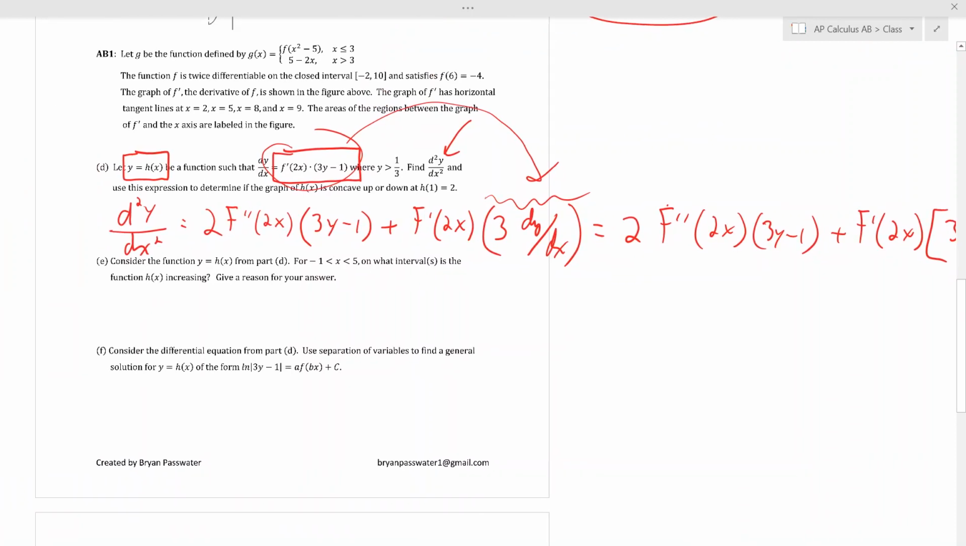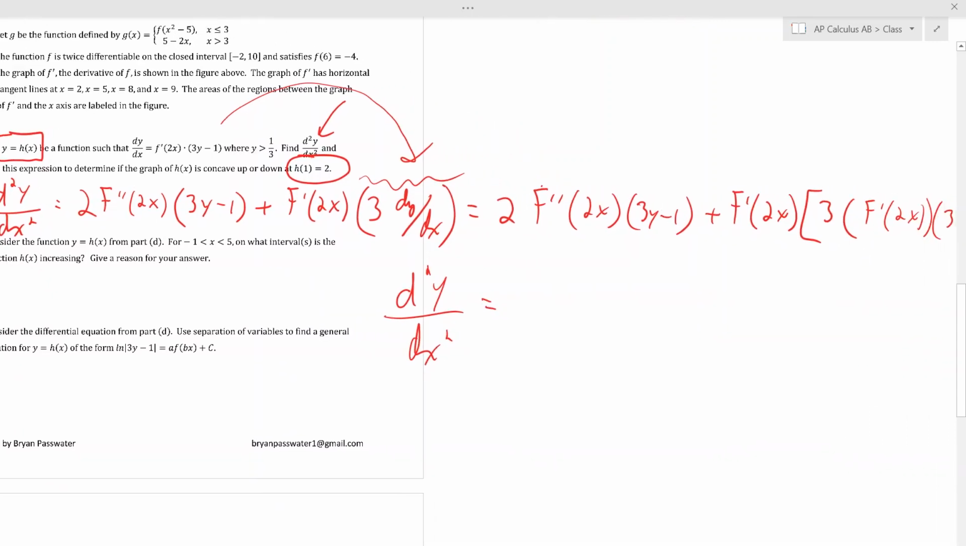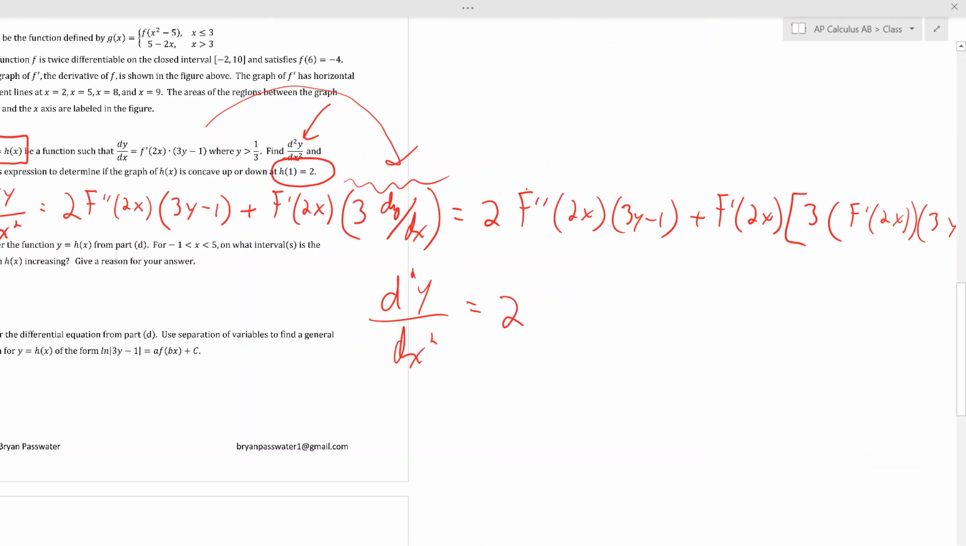And it says, use the expression to determine if the graph of h of x is concave up or down at h of 1 equals 2. So here they're telling me the y value is 2. To check if it's concave up or down, we just want to know is the second derivative positive or negative. So we need to know what this second derivative is. So we're going to plug all this in. x is 1, so that's 2 f double prime of 2 times, and y is 2, so that's going to be 6 minus 1.